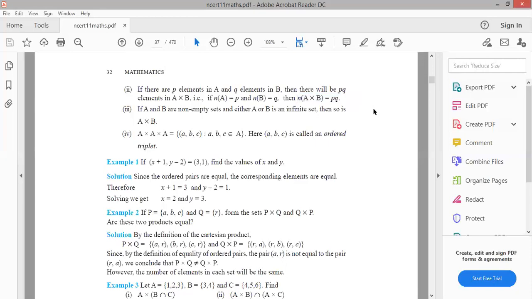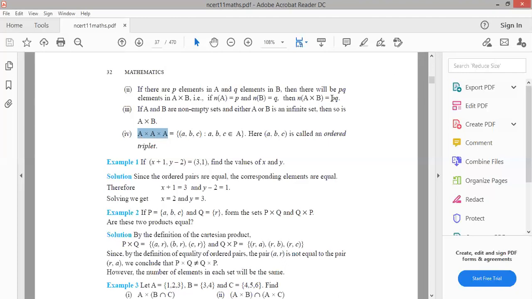However, if both sets A and B are non-empty, and either of the sets A or B is an infinite set, then the total number of elements in A cross B is also infinite. For example, we want to calculate the number of elements in A cross A cross A. That's equal to the number of elements in A into the number of elements in A into the number of elements in A.